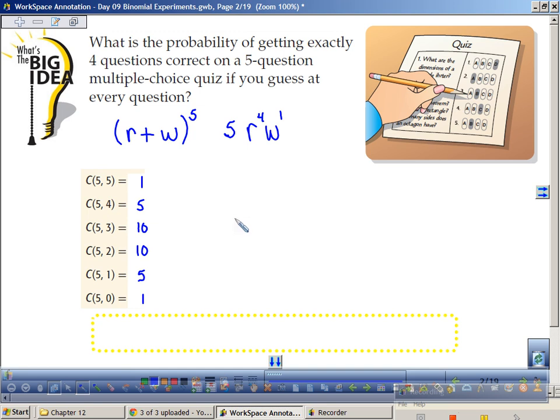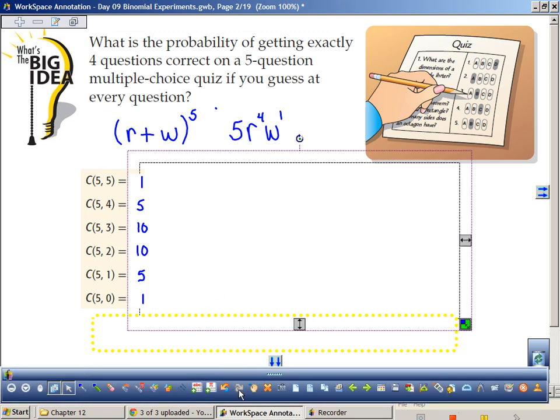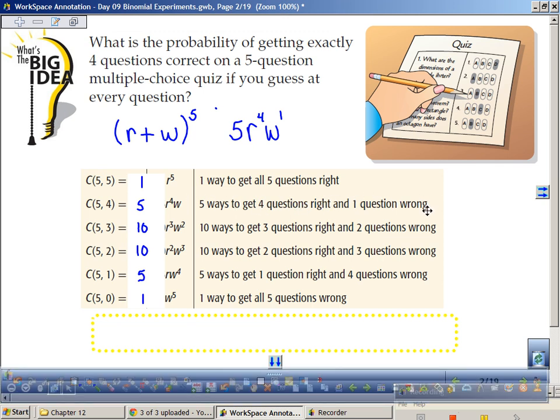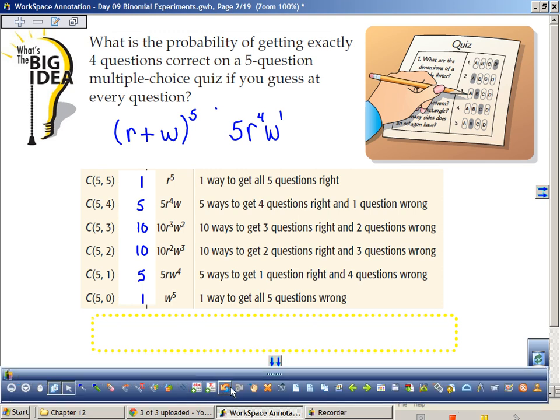Go back. Rewind. Some of you are understanding, don't worry, we're going to go through it extensively. But I'm just trying to see if some of you are saying, oh, it's the same thing. Okay, so check this out. I have this now for you. So R to the 5th would be 1 way to get all 5 questions right. R to the 4th, W to the 1 would be 5 ways to get 4 questions right and 1 question wrong. Are you seeing? It looks familiar. It should look familiar.